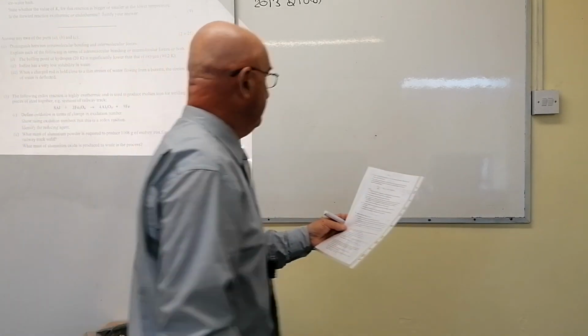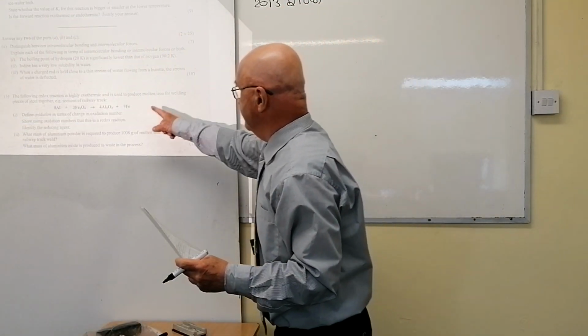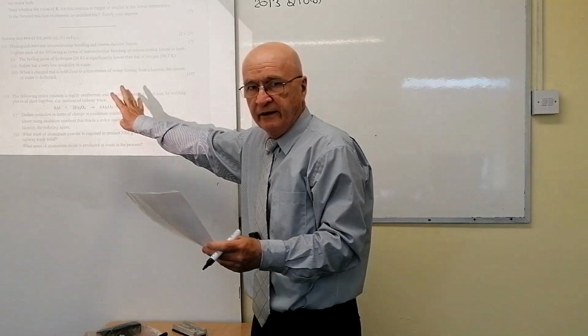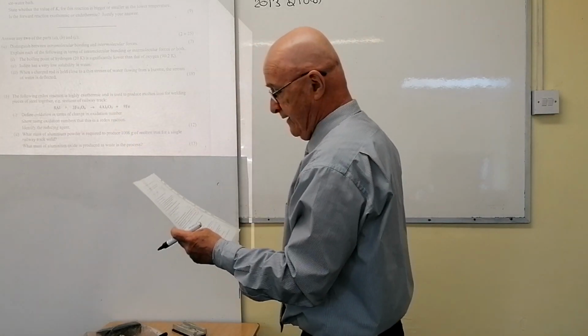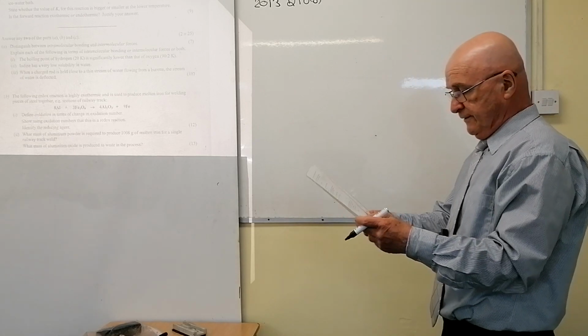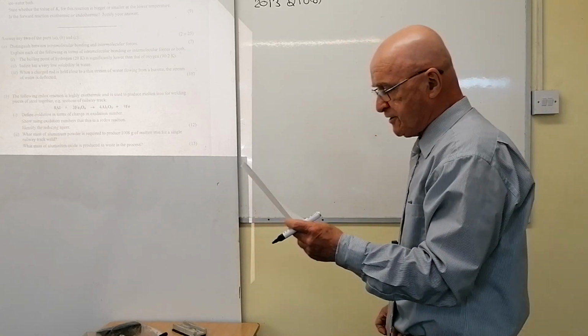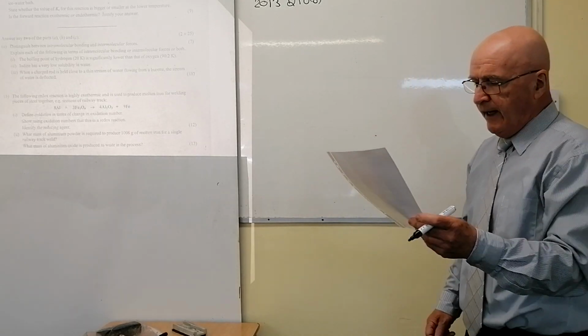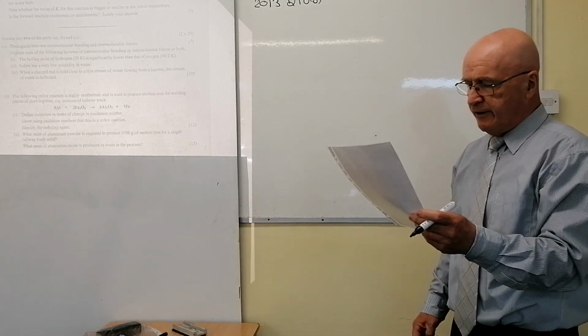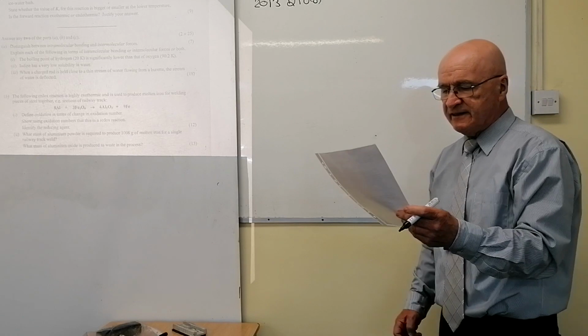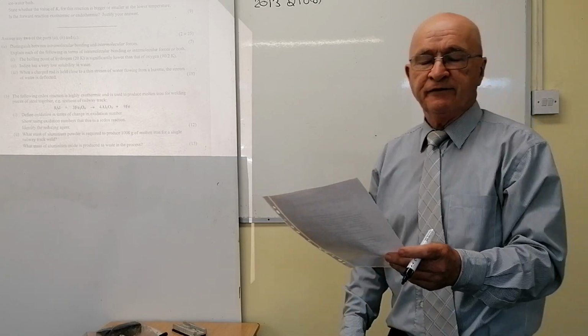Now, this one is a bit more demanding, because there's a bit of stoichiometry in it as well. But it is oxidation as well, and we have to be careful of that. What we're dealing with here: the following redox reaction is highly exothermic and is used to produce molten iron for welding pieces of steel together. For example, sections of a railway track.